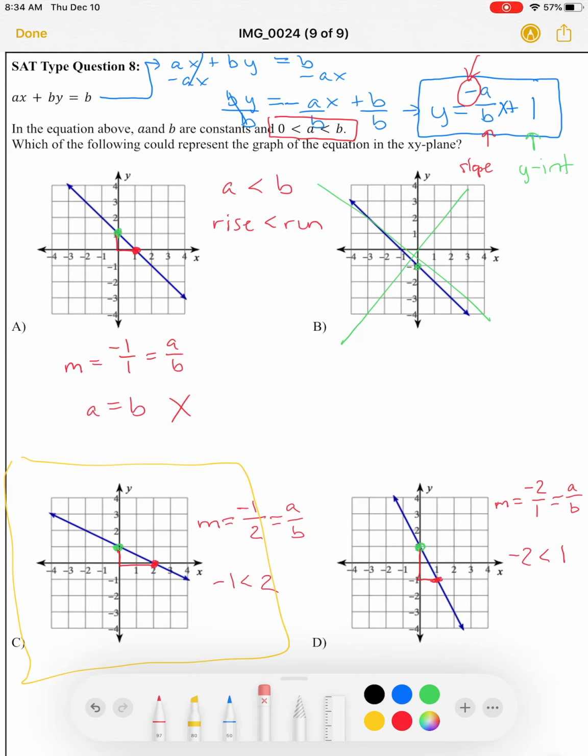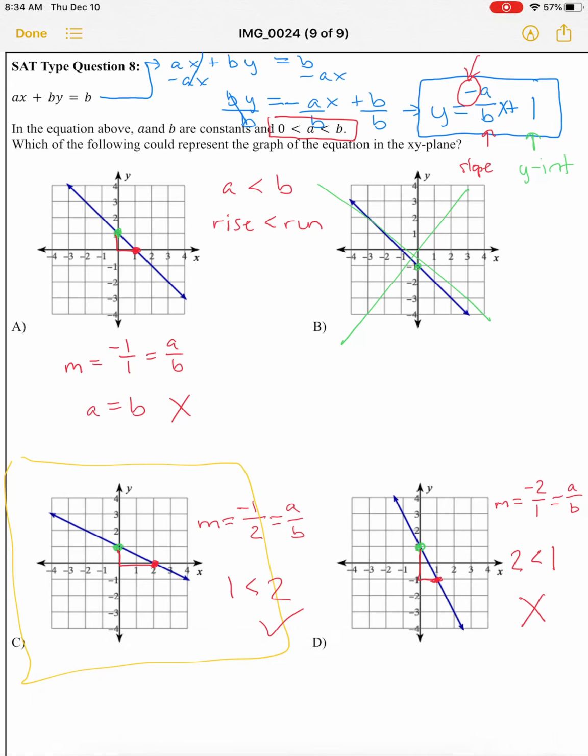So we really only want to compare the values of a and b and not necessarily their sign. If we go back and just look at the number in the numerator and the number in the denominator for these two, in option D, the number in the numerator, which is a, is 2. The number in the denominator for D is 1. 2 is not less than 1. And if we go back and check C, the number in the numerator is 1. The number in the denominator is 2. And 1 is less than 2. So again, it was option C.